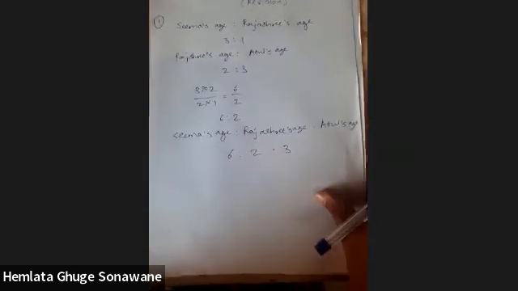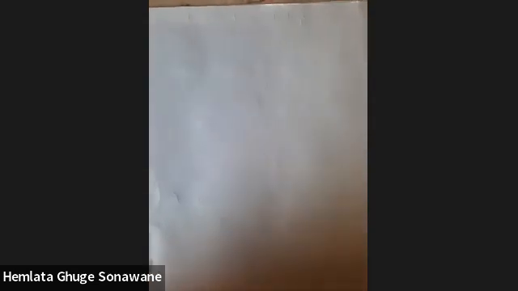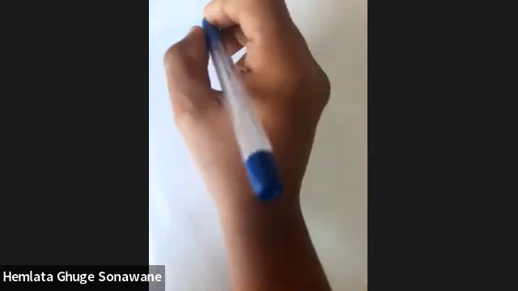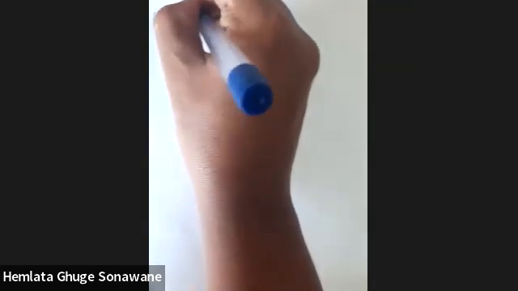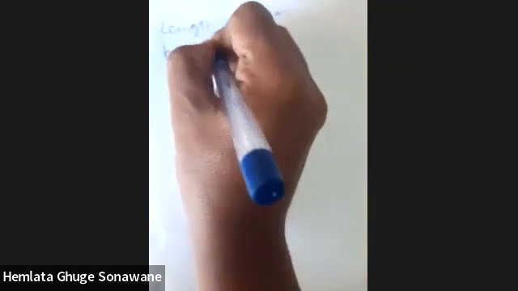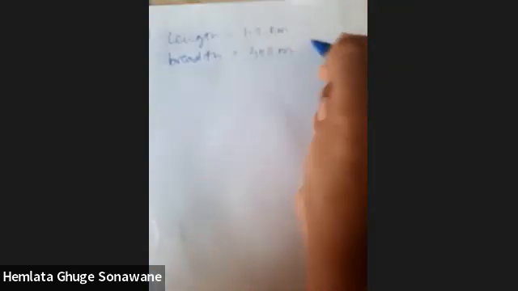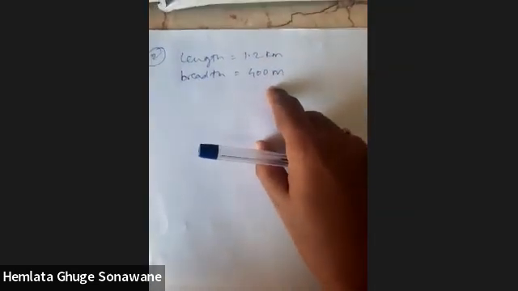Second example, that is also a solved example. The length of a rectangular field is 1.2 kilometers and its breadth is 400 meters. Find the ratio of length to breadth. Now what is given? Length is 1.2 kilometers and breadth is 400 meters. Now here what we have to do? We have to convert these kilometers into meters.